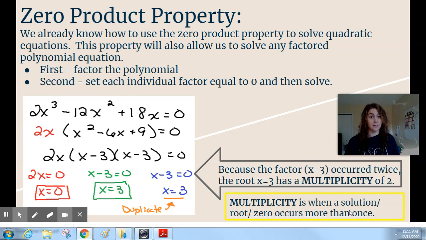And you notice 3 is a duplicate. And it's completely fine to leave both of those answers there. In fact, I would encourage you to do that. However, we now have this new term we're pulling in called multiplicity. If you have something that repeats itself, it has a multiplicity of however many times it repeats. So in this case, we have a multiplicity of 2 because x equals 3 appears twice. So again, if you see that terminology multiplicity, it just means that solution repeats however many number of times.